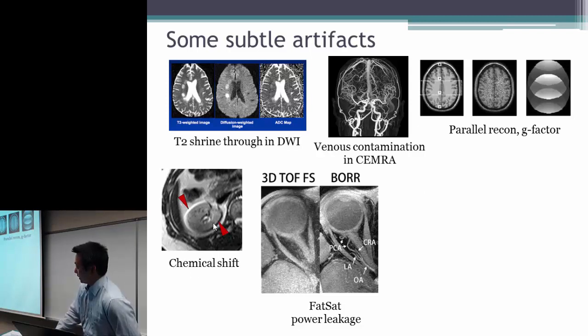And this is the chemical shift. We have this shift of fat signal. Part of it overlaps with the tissue, and part of it is pulled away from the tissue. So we are seeing there is enhancement, and there is a signal void in, I think this is the kidney, right?